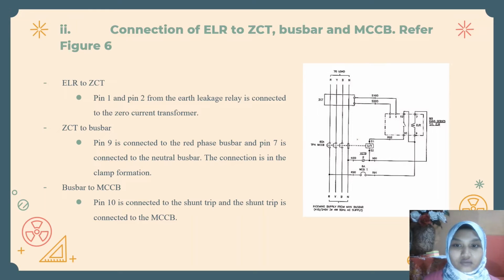For the connection of the zero current transformer to the bus bar, pin 9 is connected to the red phase bus bar and pin 7 is connected to the neutral bus bar. The connection is in the clamp formation. For the connection of the bus bar to the MCCB, pin 10 is connected to the shunt trip and the shunt trip is connected to the MCCB. That's all from me. Thank you.